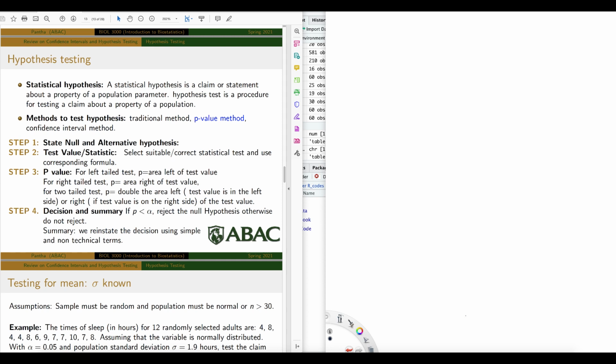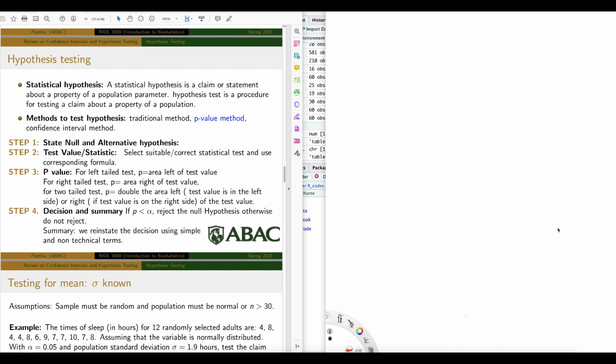I will focus on the p-value method, not the critical value or the traditional method. Although I will show you one example of both methods, all the other examples I will do using R, which uses the p-value method.